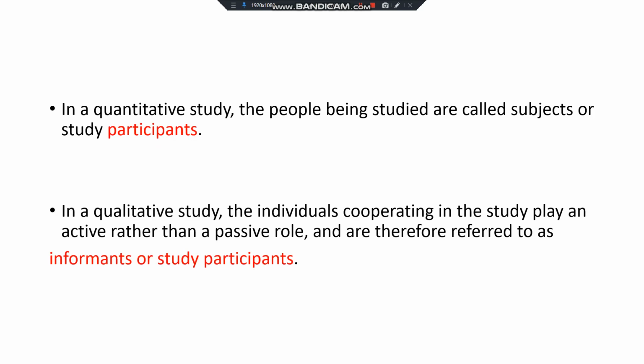I will discuss later what quantitative and qualitative are. First, in a quantitative study, the people we are going to study are known as participants. In a qualitative study, the people we are going to study are known as informants or study participants. They are called informants because they give the information.